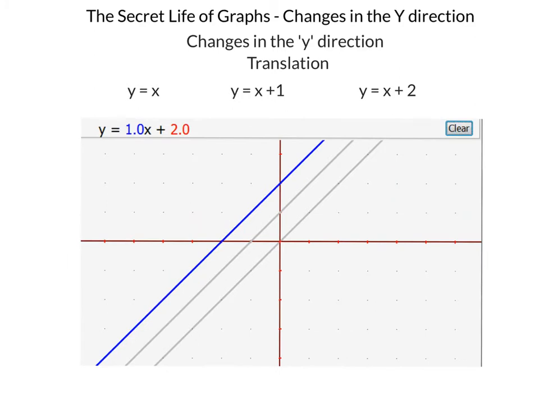From this graph you can see that if I do y equals x plus 2, every point will be 2 higher than my original y equals x. Every point is 2 higher.